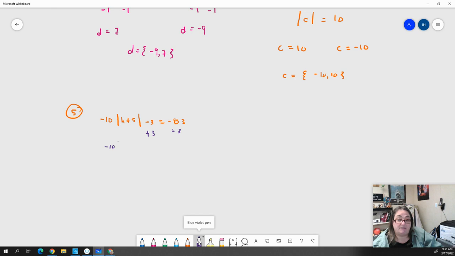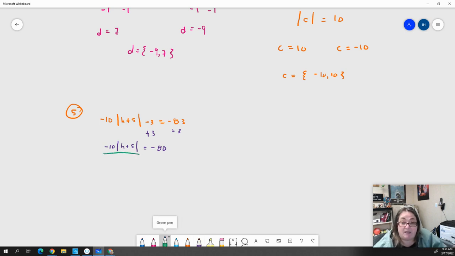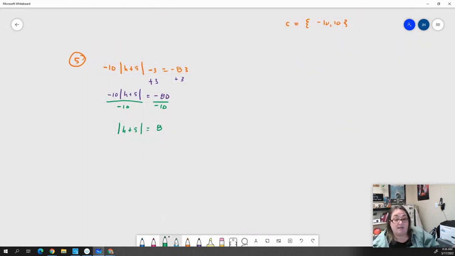And I wind up here with negative 10 times the absolute value of h plus 5 equals negative 80. Now I still have that negative 10 being multiplied to it. So I'm just going to go ahead and divide both sides by negative 10. Once I do that, I'm going to be left with the absolute value of h plus 5 equals 8. And now we have something that looks a little bit more familiar, and I can create my two equations because the only thing on the left-hand side of this equation is the absolute value itself. And so we are going to write our two equations.